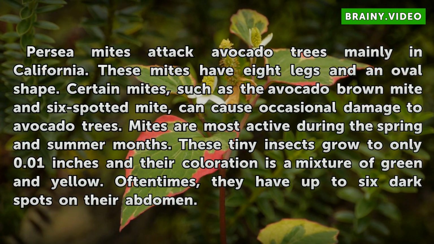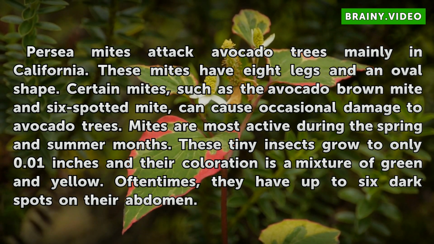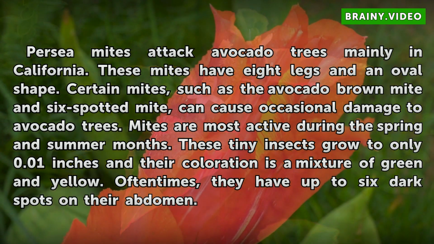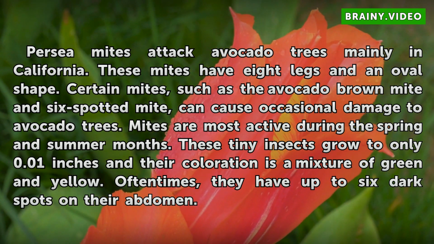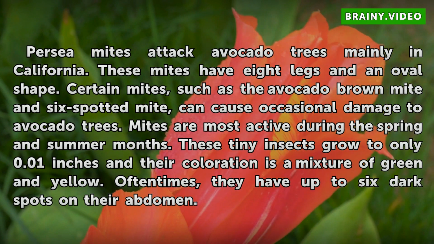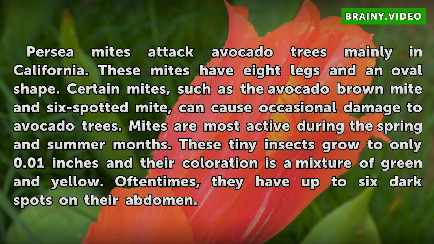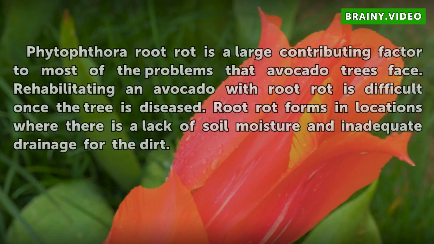Persea mites attack avocado trees mainly in California. These mites have 8 legs and an oval shape. Certain mites, such as the avocado brown mite and 6-spotted mite, can cause occasional damage to avocado trees. Mites are most active during the spring and summer months. These tiny insects grow to only 0.01 inches and their coloration is a mixture of green and yellow. Oftentimes, they have up to 6 dark spots on their abdomen.